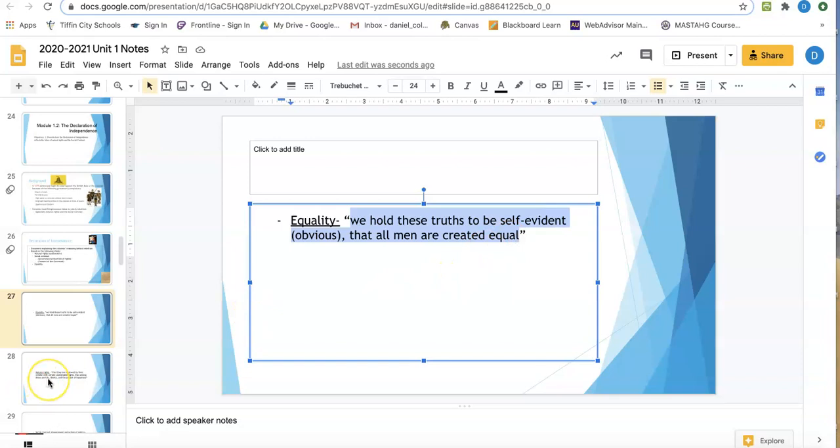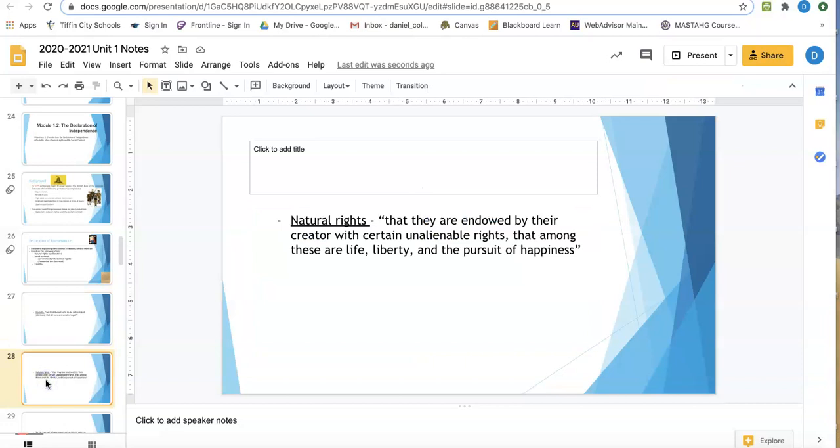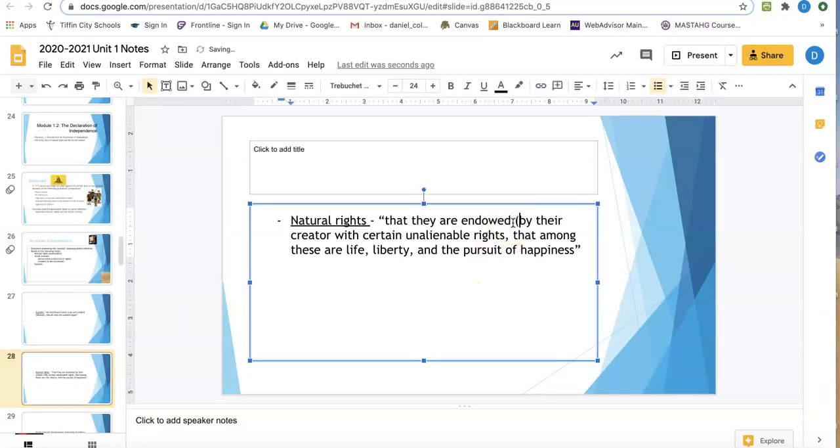From there, he goes on to explain natural rights. So we hold these truths to be self-evident that all men are created equal, that they are endowed by their Creator with certain unalienable rights, that among these are life, liberty, and the pursuit of happiness. Endowed means given, so they are given by their Creator certain rights that are unalienable. They cannot be taken away. You cannot distinguish them from someone else's. Everybody has them. And they are life, liberty, and the pursuit of happiness.